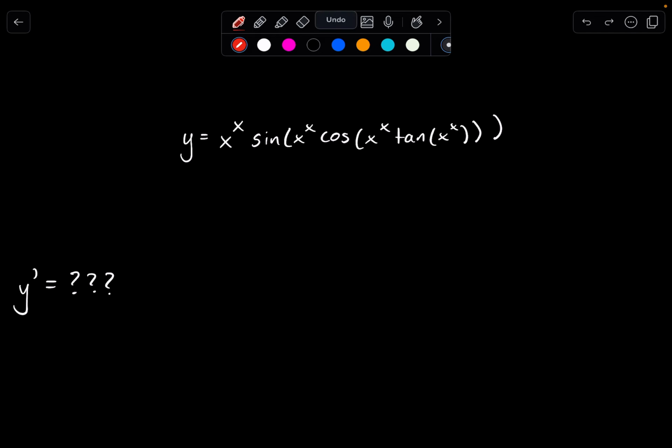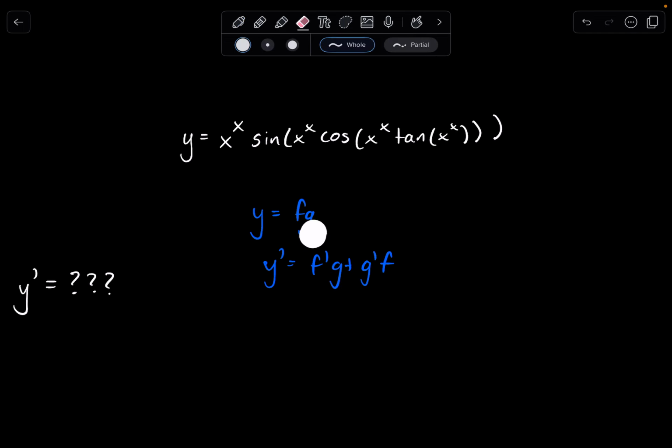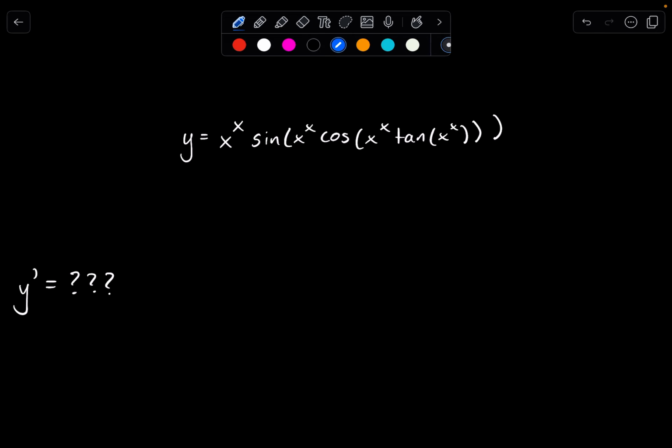So immediately, the first thing you have to notice is that this is in the form of two functions being multiplied, x to the x and this large term. So when we take y is equal to fg, where f and g are functions, y prime is equal to f prime g plus g prime f, where prime is the derivative. And then we'll apply chain rule to see how this works.